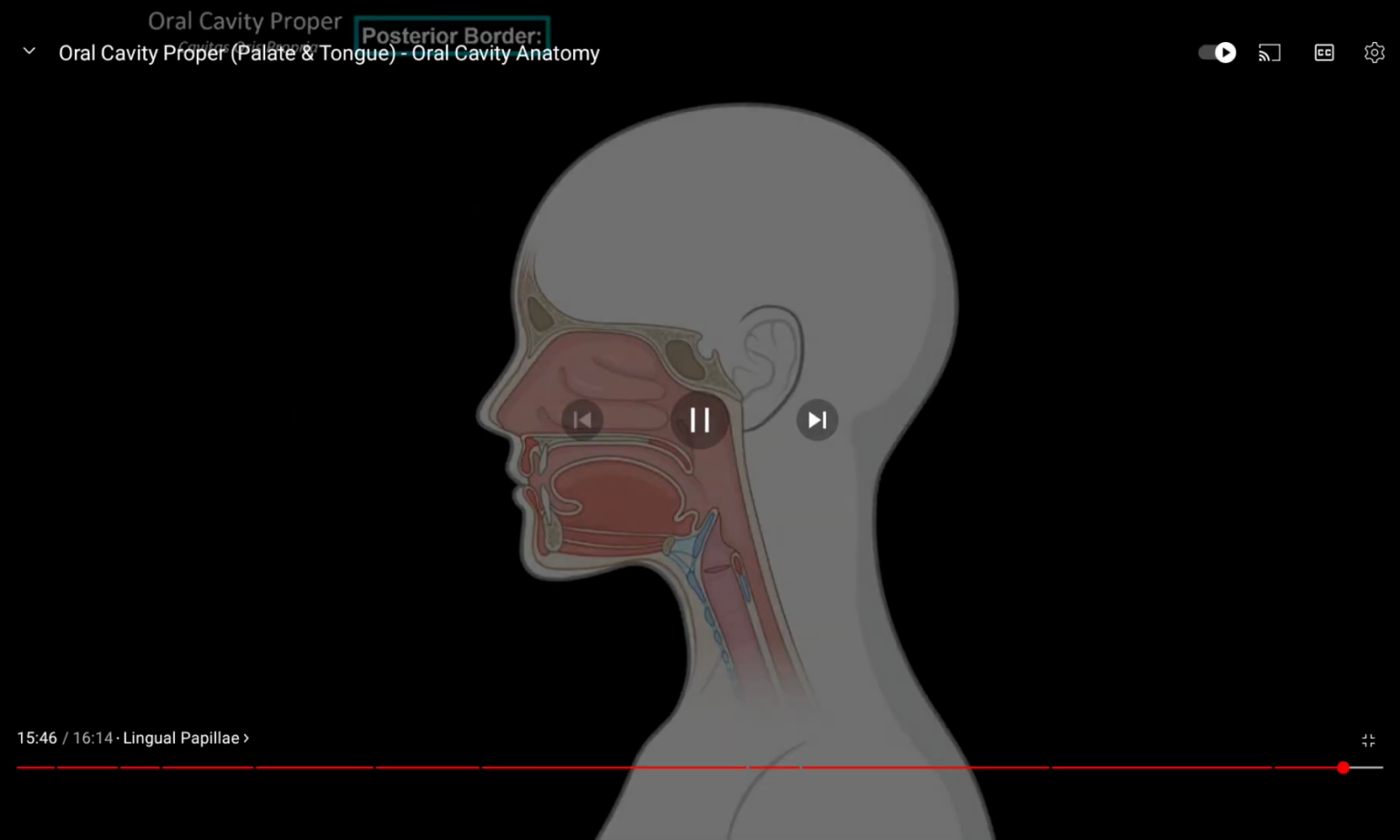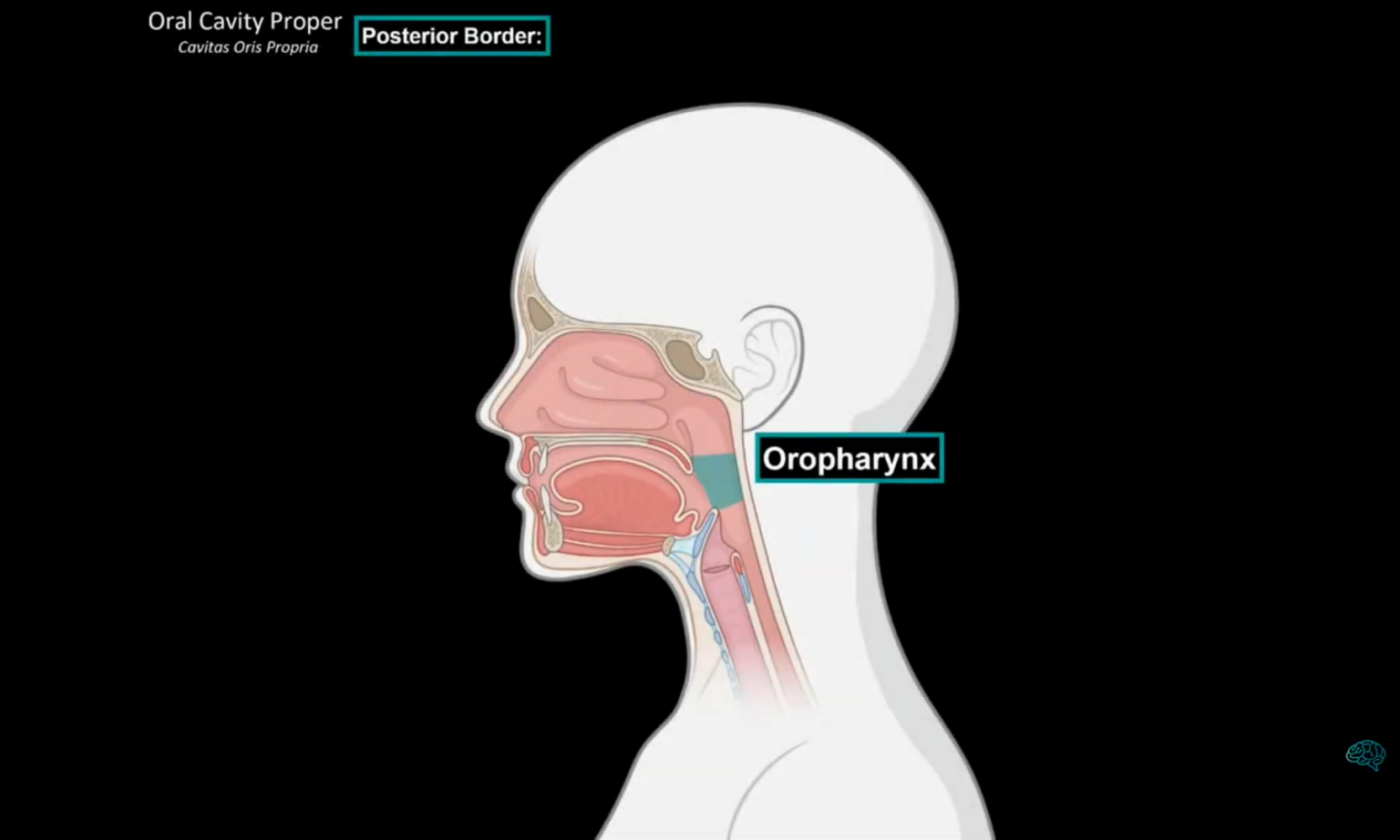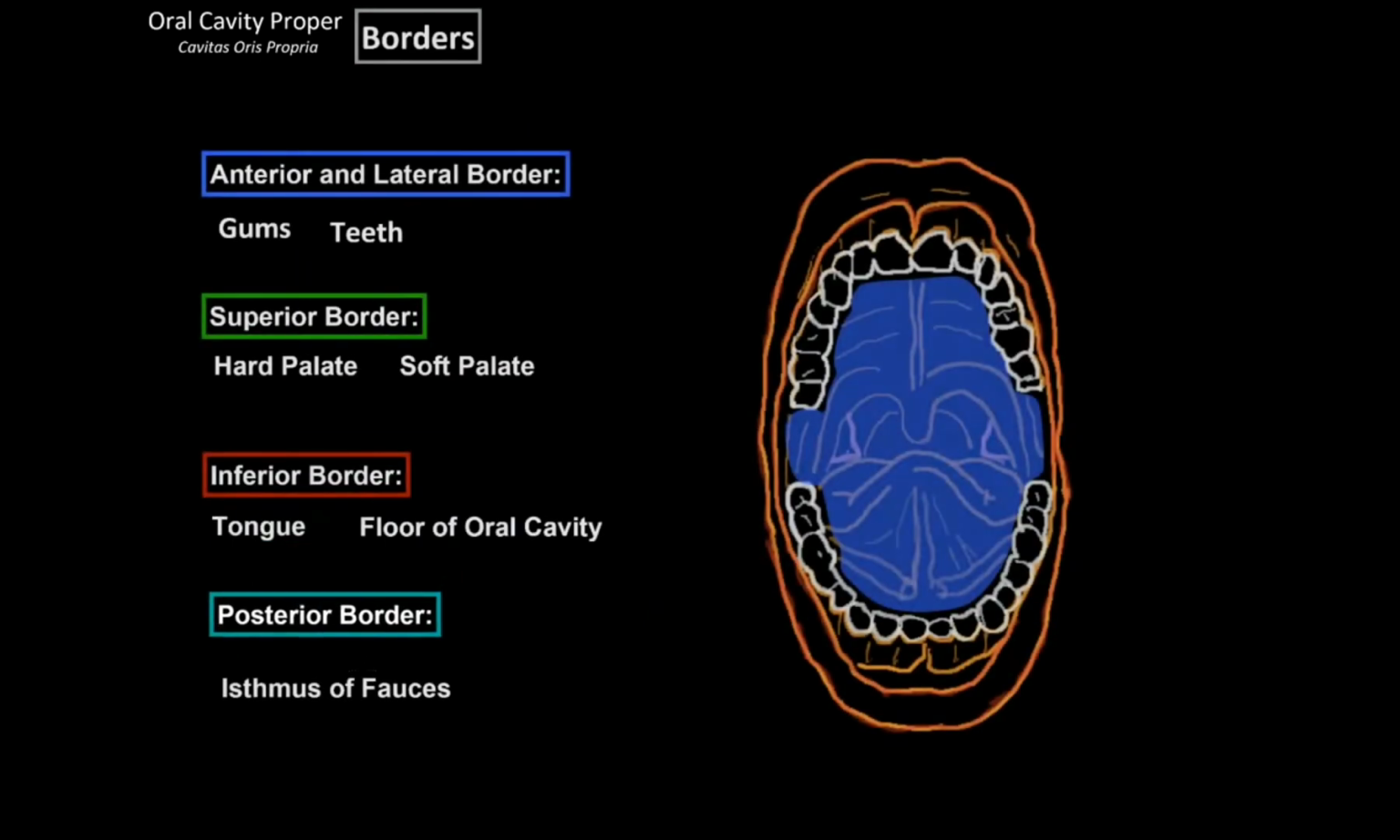Posteriorly to the oral cavity proper is the oropharynx, and between the pharynx and the oral cavity there's a narrowing called the isthmus of Fauces, or sometimes referred to as the oropharyngeal isthmus, which is the bordering line between the oral cavity proper and the pharynx. And that, my friends, is the oral cavity proper.